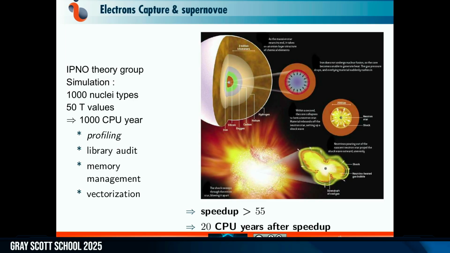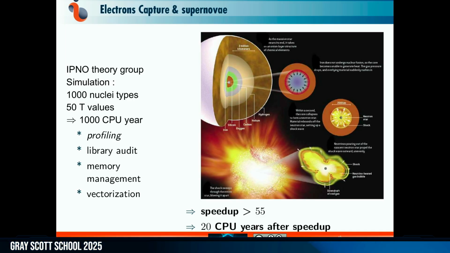Sorry for exemplifying once more with the same old project of electron capture on supernova. Colleagues of the theory group in IPNO came to me because they wanted to speed up their code, and we have all been exposed to the classical story of the supernova. Pressure gets so high that electrons go into the proton and turn into a neutron plus a neutrino.